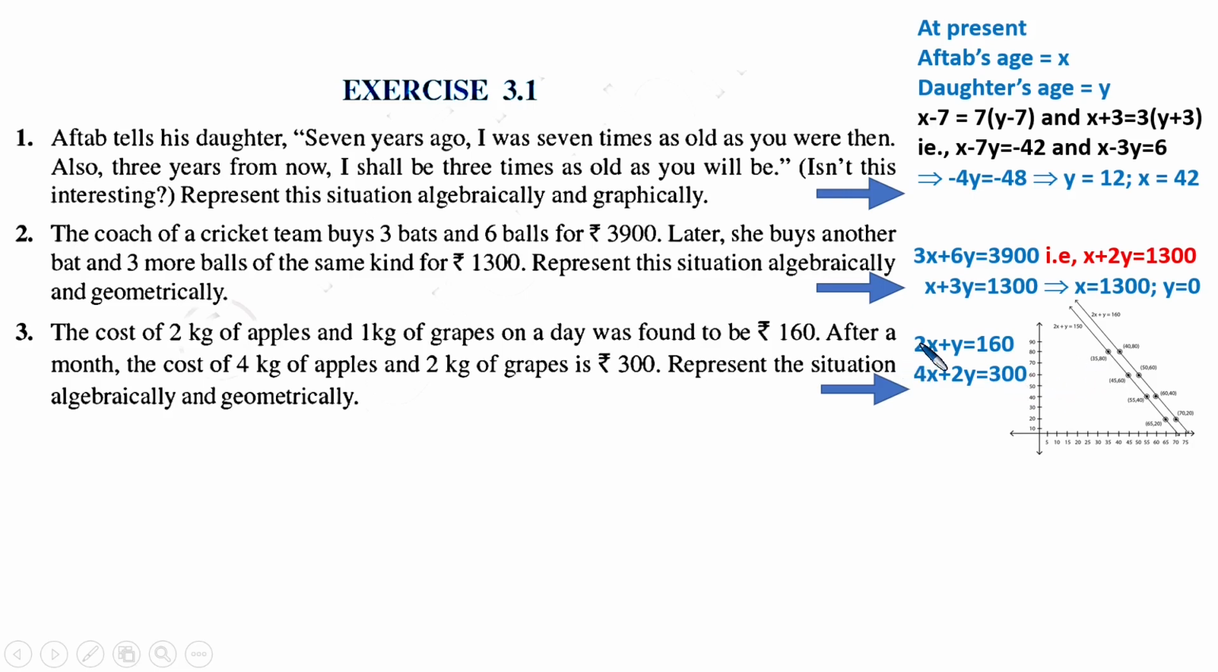So here you can see that a1 by a2, this 2 by 4, is half, and b1 by b2 is also half. So they will be parallel lines. Only thing, they will be translated by some amount. So just plot it. If you divide this by 2, you will get 2x plus y equal to 150. So if you subtract it, you will not get any x and y. So it doesn't have a unique solution.